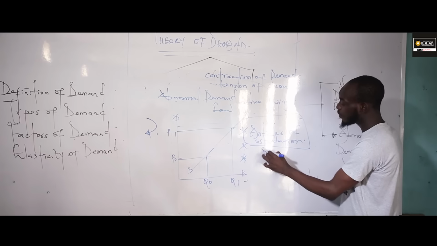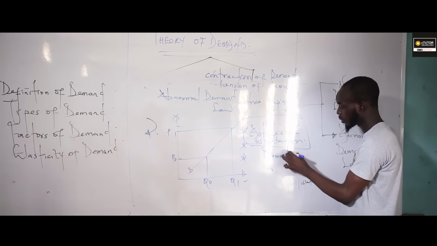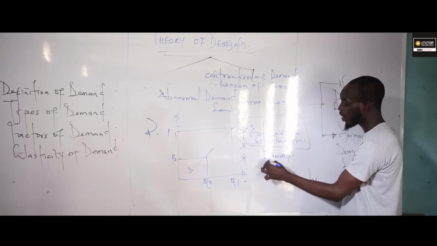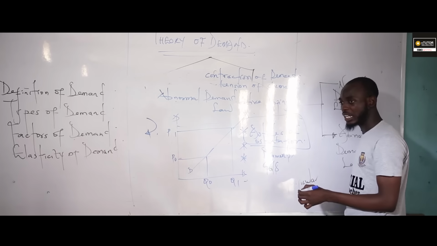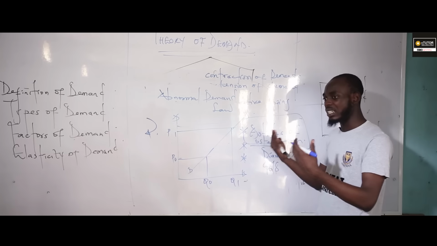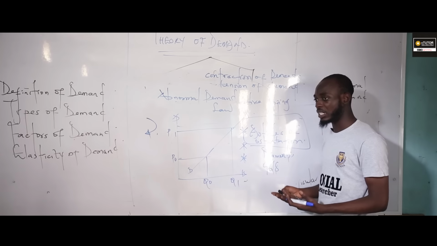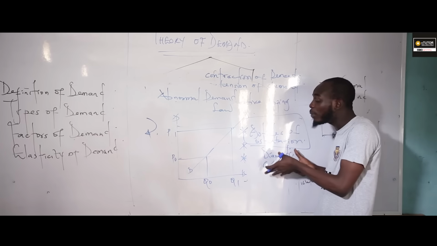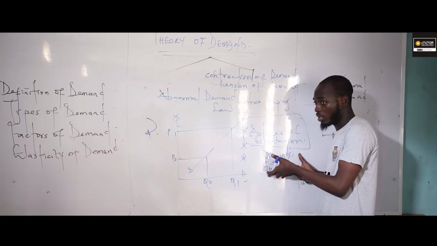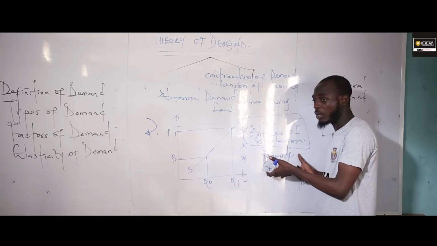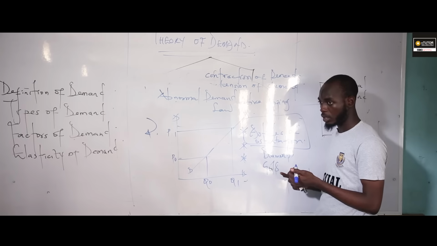Examples are diamonds and gold. So if the price increases, the quantity demanded will also increase. It is applicable to the rich people. Do you understand now? It is applicable to the rich people.